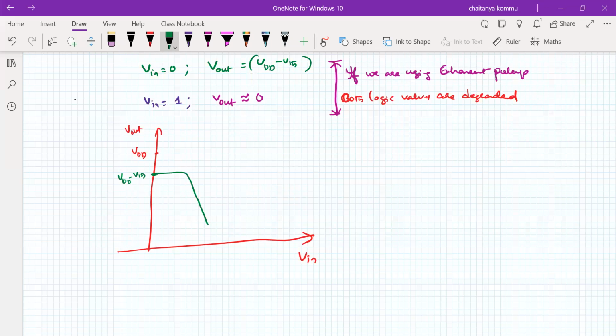This is what we observe: VOL, and this is called VOH. So VOL is also approximately equal to 0, not exactly equal to 0. That means it is non-zero. I can write it as VOL is not equal to 0. That's what we observe. This is what we normally expect, but it's not like that. So there is a problem here, and there is a problem here as well.